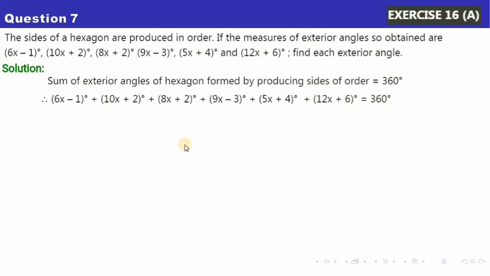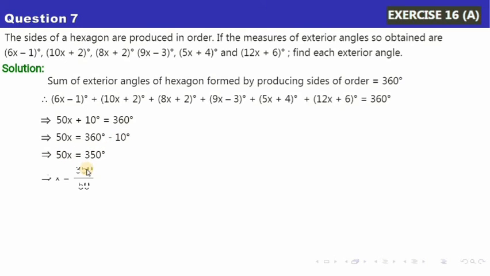Now your work is very simple. You have done linear equations in one variable, right? So what you do is you open the bracket and simplify it. That simplification part, the opening up of brackets, I'm not showing, but you have to show it in your work. So when you simplify this, it will turn into 50x plus 10 is equal to 360 degrees. So from here we'll calculate the value of x. Bring this 10 over, you get minus 10, so 360 minus 10 becomes 350. This 50 goes to the denominator, and ultimately the value of x turned out to be 7.